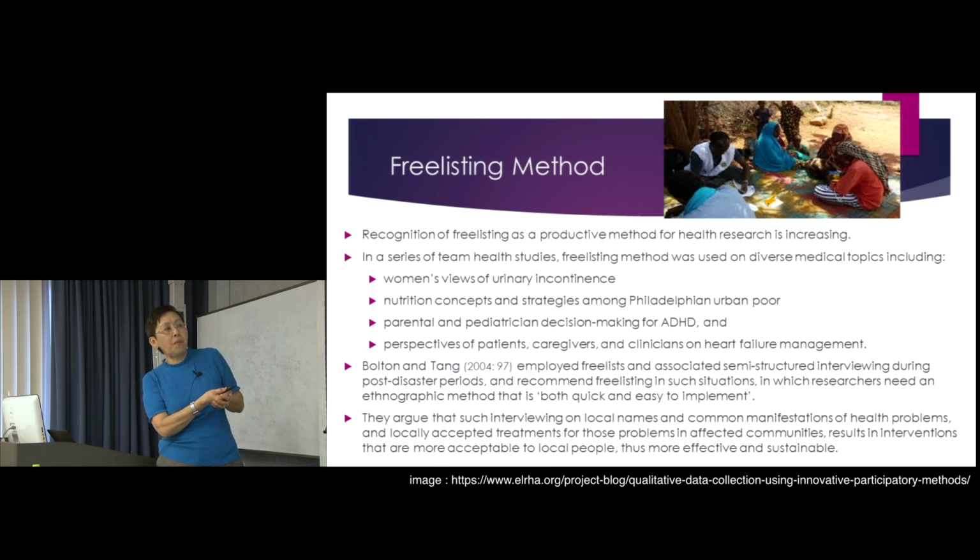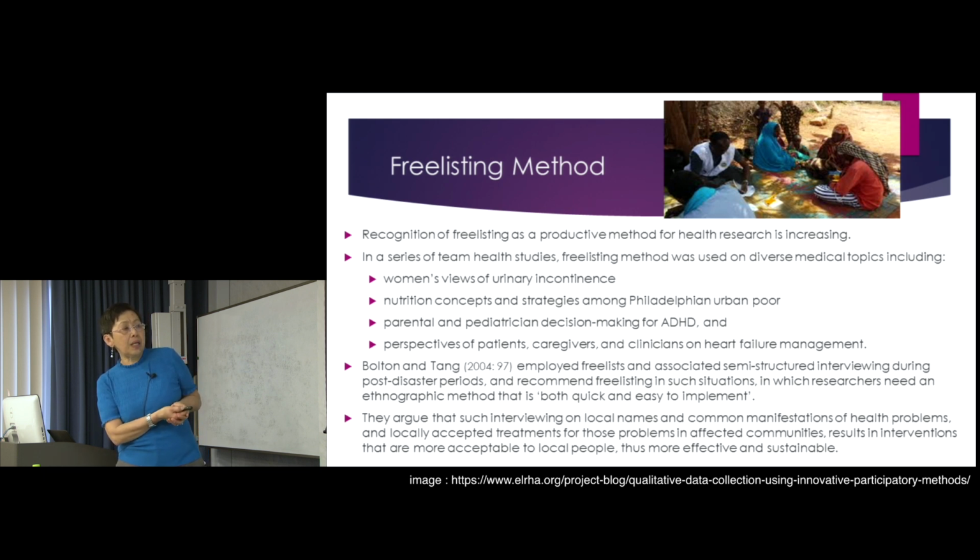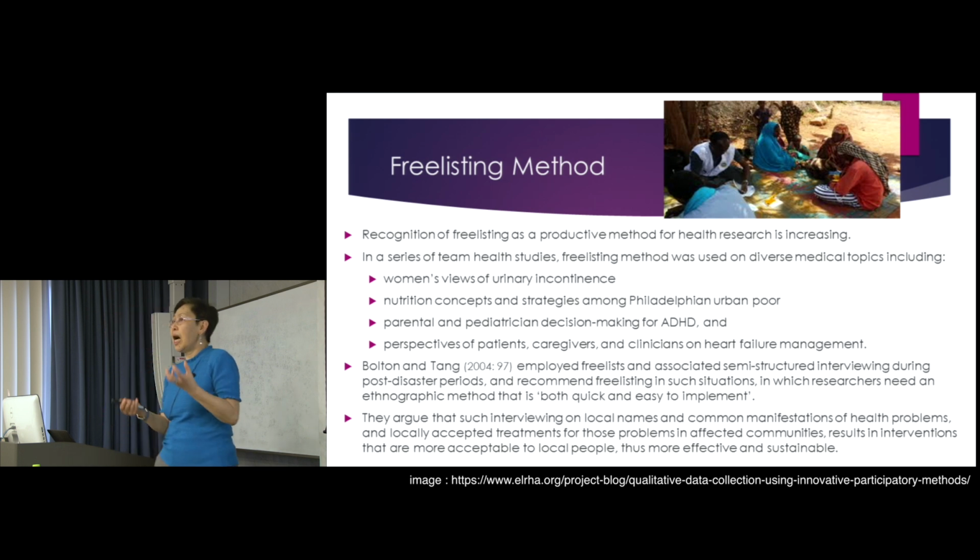Someone asked me about the type of research that we can do. You can see that these are just some examples, and these are real things that people have done using the free listing method. So that's the different things that we can explore. Now this one is just an example about using free lists, and here they talk about post-disaster research, that sort of thing. So I won't talk about that. I'll let you read it yourself. But you can see that we use it more and more nowadays.